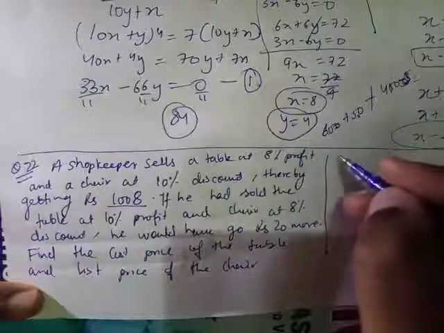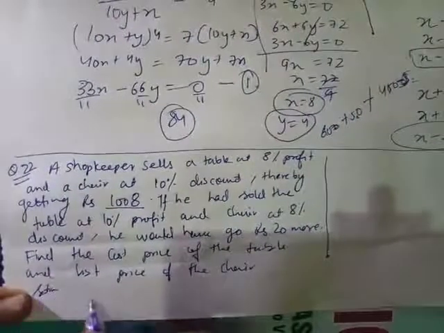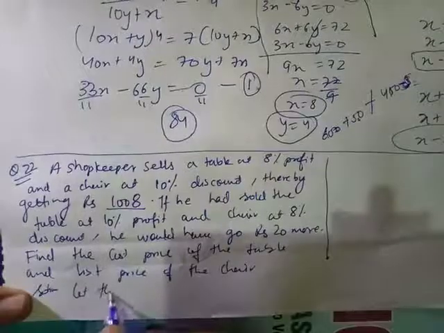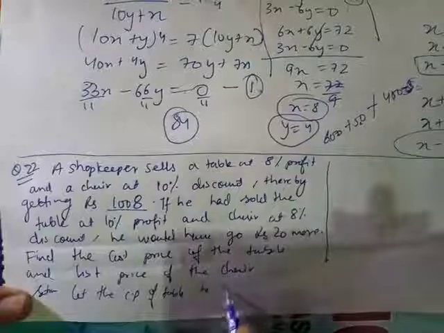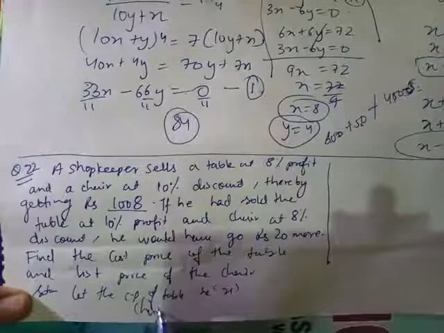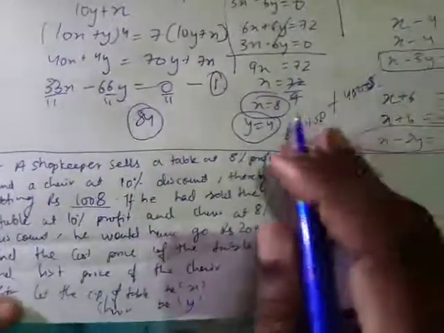So I'll write over here solution and I'll say let the cost price of table be x and chair का कितना हो जाएगा y. Okay, now I'll do the solution over here.